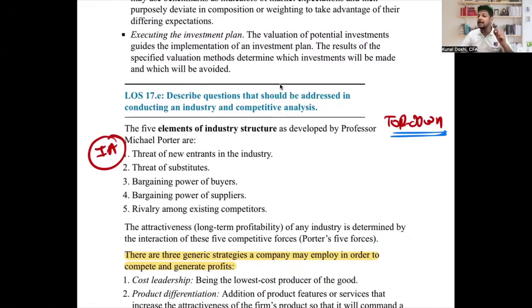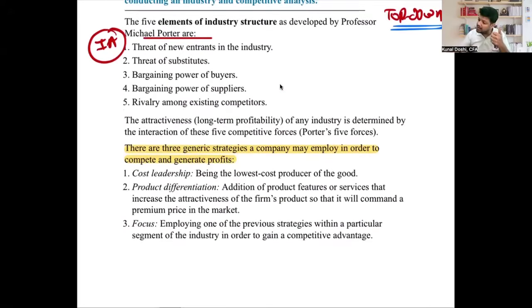This is where comes Michael Porter's five forces, which you have seen throughout your level 1 syllabus also. Threat of new entrants, bargaining power of buyers and suppliers, threat of substitutes, and competition, rivalry amongst the existing players. These were the important elements in your top-down approach. Remember, top-down is where you analyze the economy and industry first. When it comes to the bottom-up approach, which is the company analysis. So this is industry analysis, company analysis.